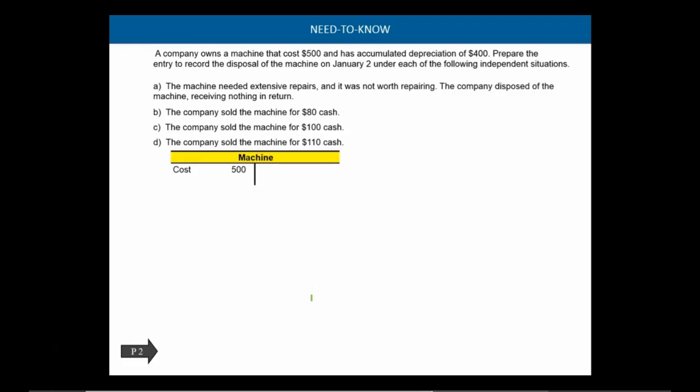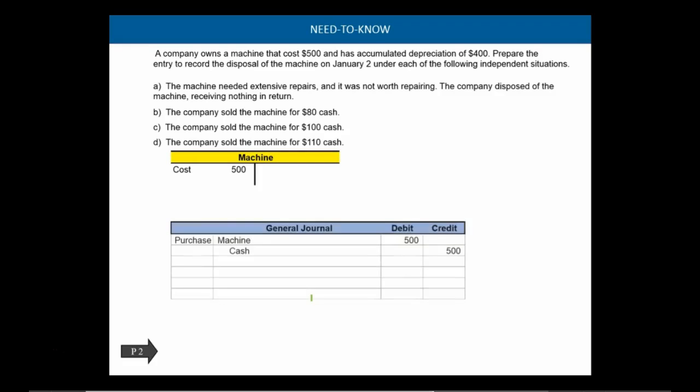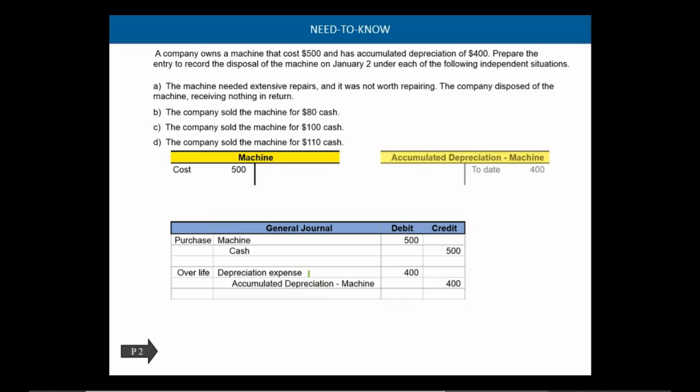So the machine, here's the T account, is on the books. It has a debit balance of 500. So if we purchased the machine, we debited the 500, we credited cash. That's to record the purchase. And then over its useful life, we recorded depreciation up until now, a debit of 400 to the depreciation expense, accumulated depreciation 400. Therefore, we have on the books 500 asset, 400 contra asset, book value being 500 minus 400, 100.